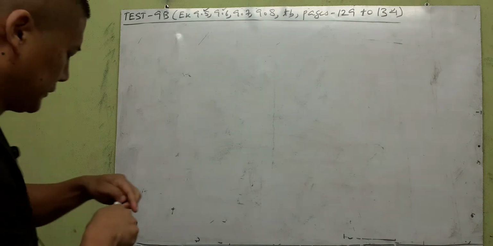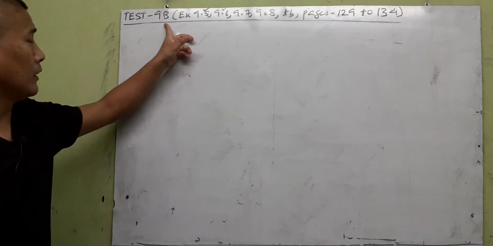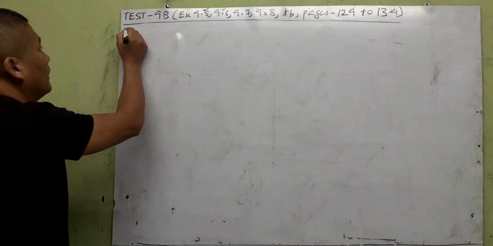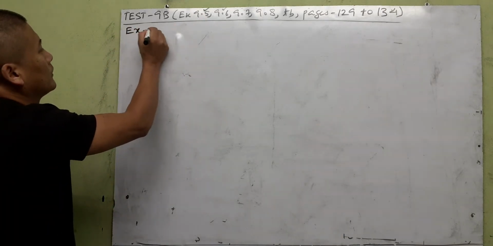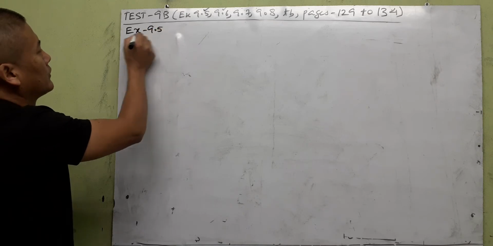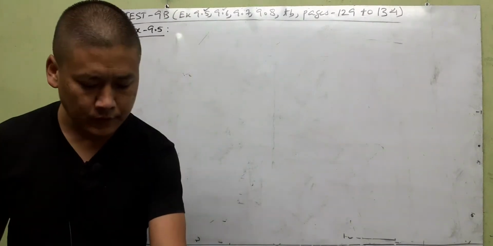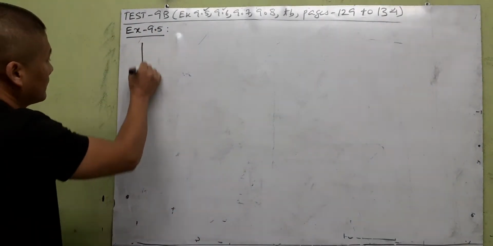Okay, so in this class we'll do this numerical test portion. 9B, let's go to 9.5 example. First, open your textbook to page 129. Okay, let me read the question for us. So there is a velocity time graph given. So let us draw that first.